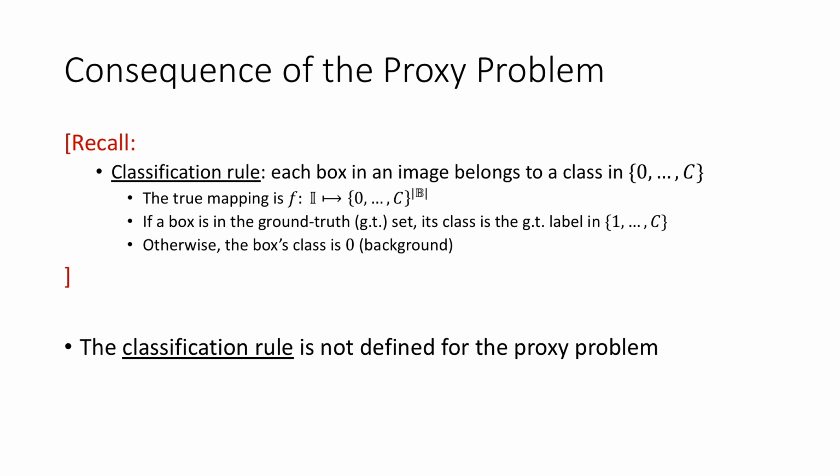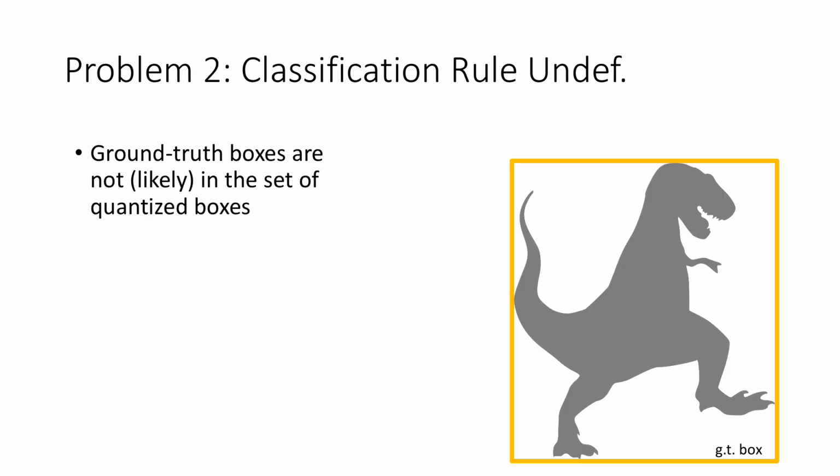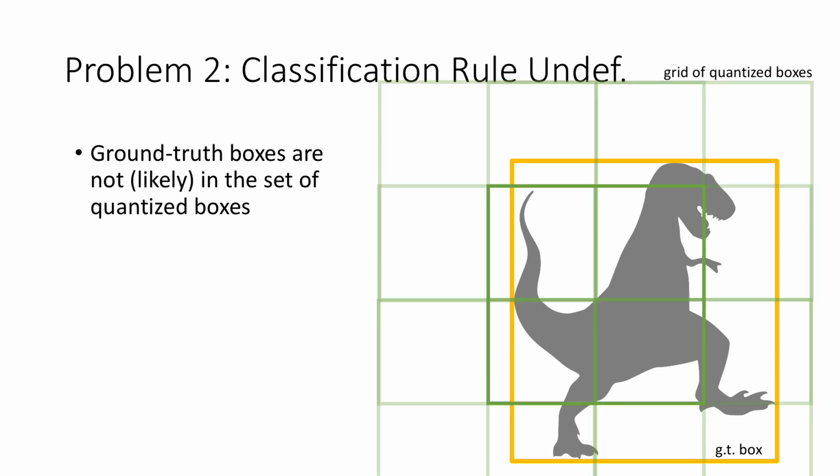Now, I want to move to the next technical challenge. If you recall, the true mapping that we want our model to learn assumes that the model can exactly output the ground truth boxes. This assumption does not hold, however, in the proxy problem, and therefore the classification rule is not well defined for the proxy problem. To illustrate this point, consider again our example image and the gold ground truth box. Now we overlay the set of quantized boxes in green, and note that the ground truth box is not contained in this set.